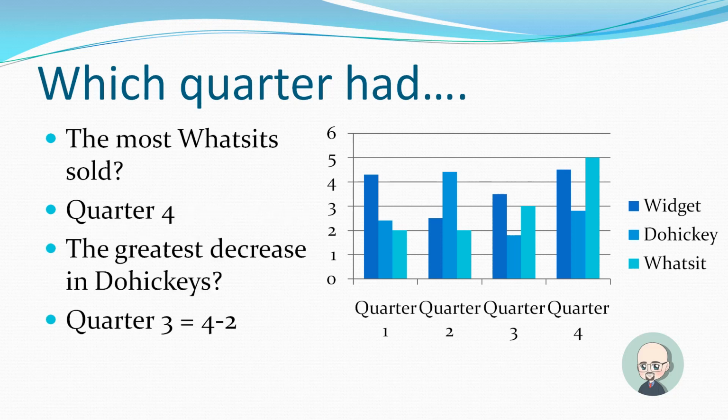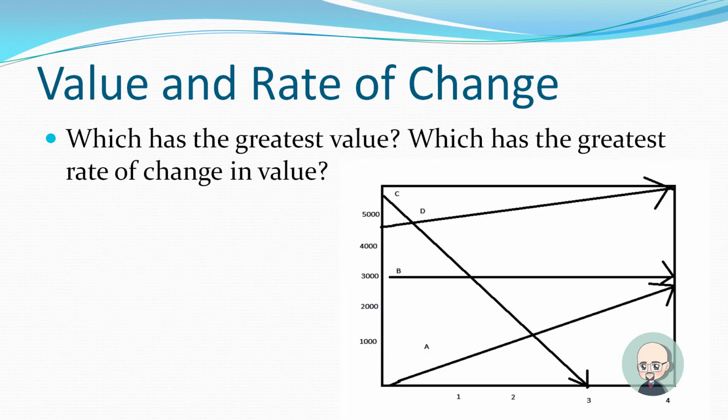Okay, we're back. So quarter 4 had the most what's its sold. The greatest decrease in doohickeys was quarter 3 because the number of doohickeys went from 4 to 2. 4 minus 2 is 2.